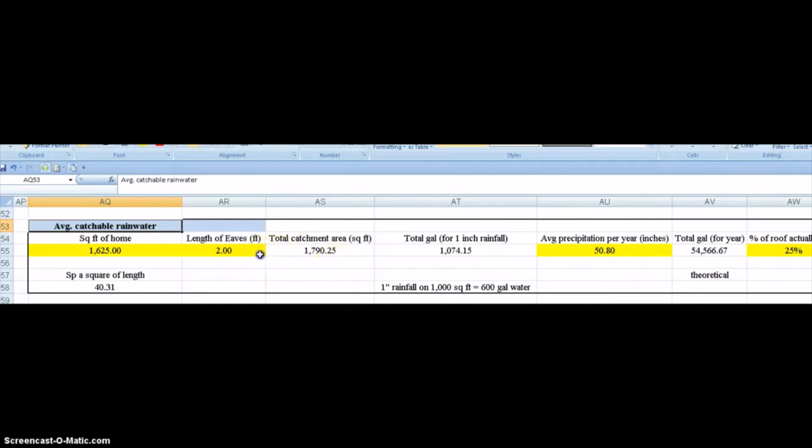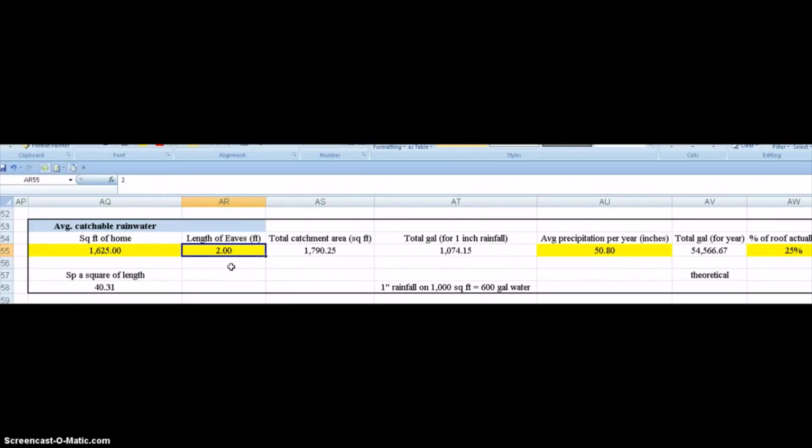So everything in yellow is an input. Okay, so first I input the square footage of my home. And you input the length of the eaves. The eaves are that part of your roof that sticks out, but there's no house underneath it, right? So there's no square footage underneath it. It's just the part of your house that sticks out beyond your living space. For us, they stick out roughly 2 feet. Again, these are all just approximations, so you just want to get a rough idea.